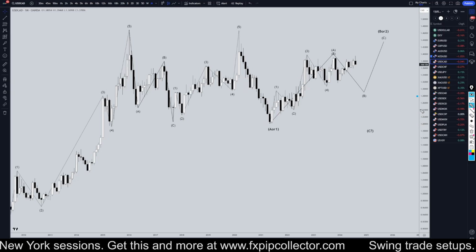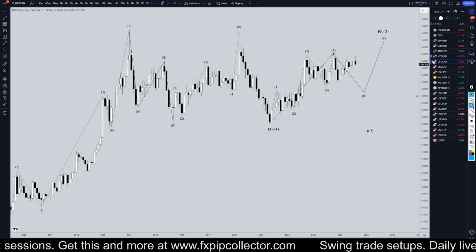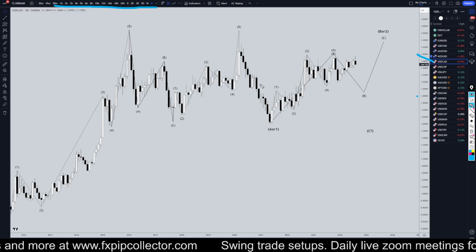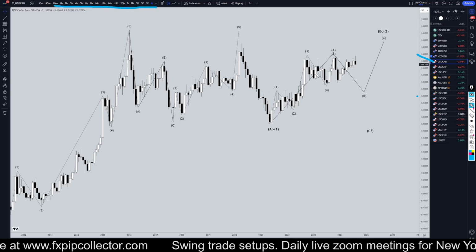Today is Wednesday, August 14th, and I'm going to be analyzing the US dollar Canadian, starting on the monthly, working my way all the way down to the 1 hour time frame for the full top down analysis.